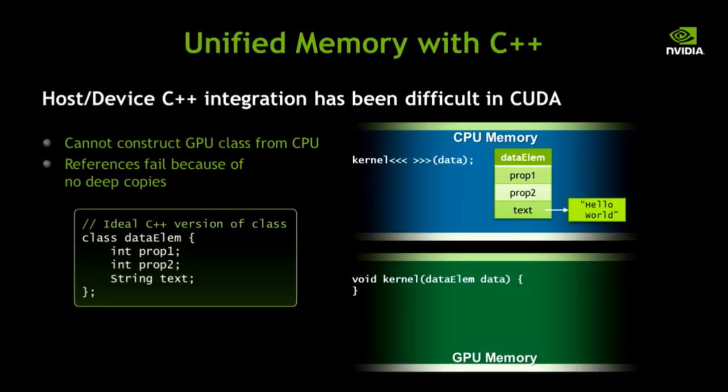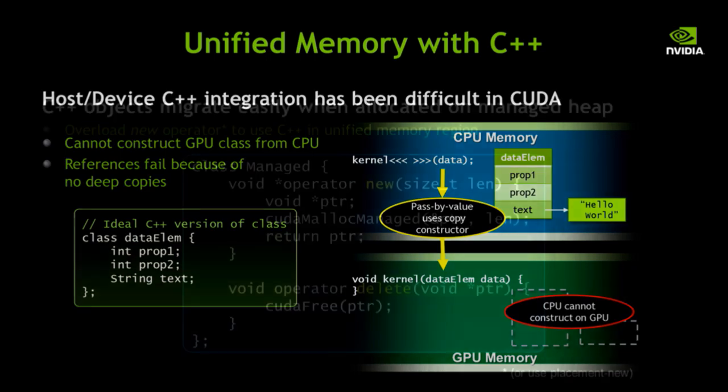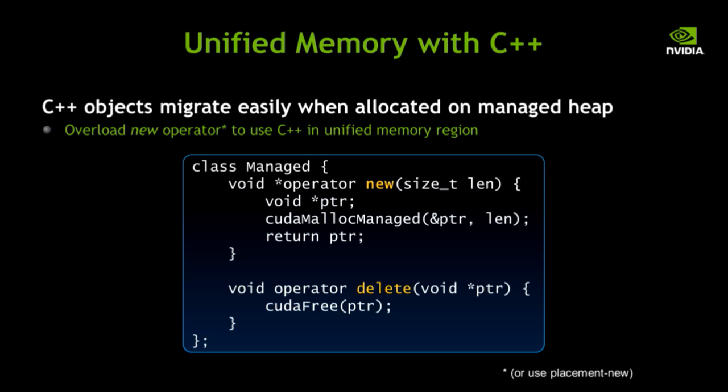Unified memory becomes really powerful when you combine it with features of C++ for object-oriented programming. Before unified memory, it's difficult to integrate C++ object-oriented data structures between CPU and GPU code. The reason is that the CPU can't construct GPU classes in GPU memory, and you can't pass by reference because the reference is to a CPU structure, and so that will fail unless you happen to be using mapped memory for that. So that makes it difficult. But with unified memory, we can use features of the language to make this a lot more manageable.